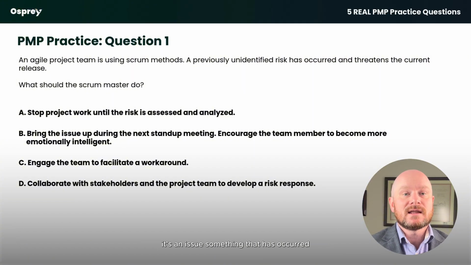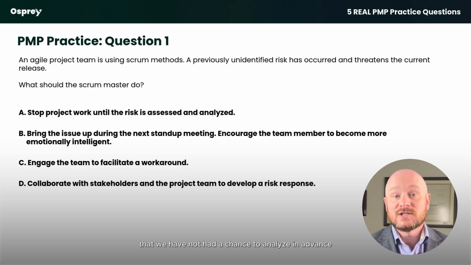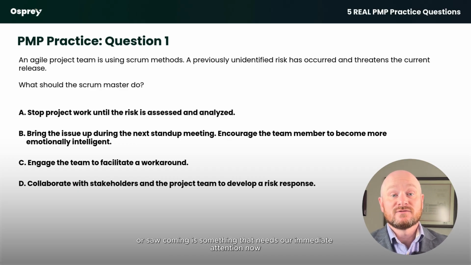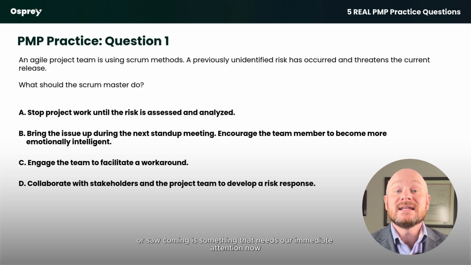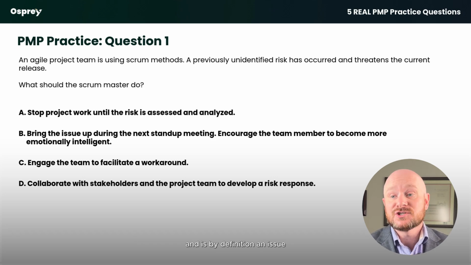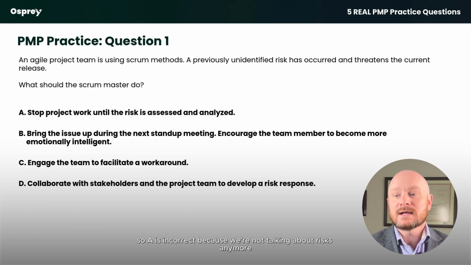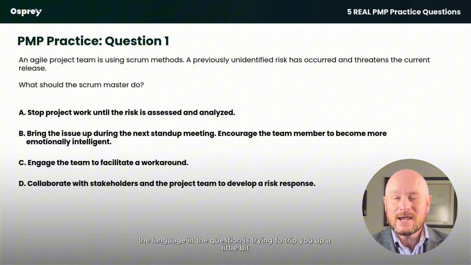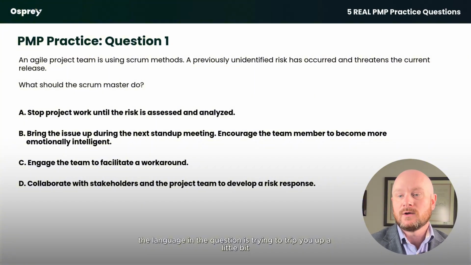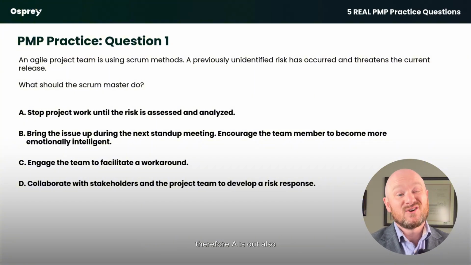issue. Something that has occurred that we have not had a chance to analyze in advance or saw coming is something that needs our immediate attention now and is by definition an issue. So A is incorrect because we're not talking about risks anymore, we're actually talking about issues. The language in the question is trying to trip you up a little bit. So we're not talking about risks, therefore A is out.